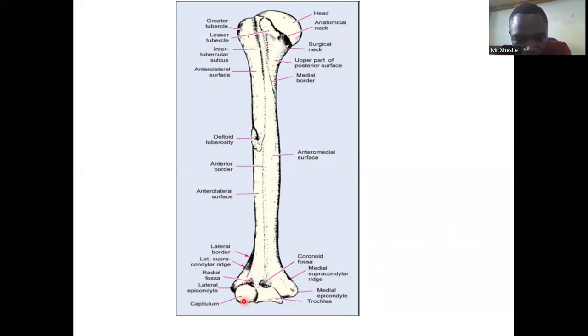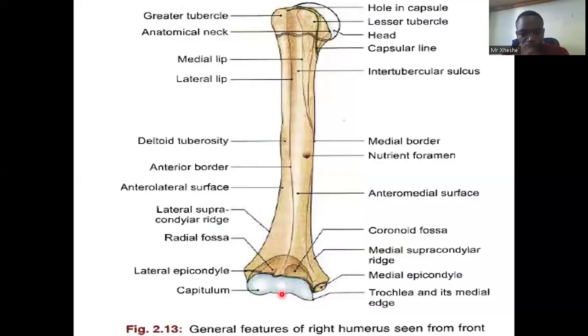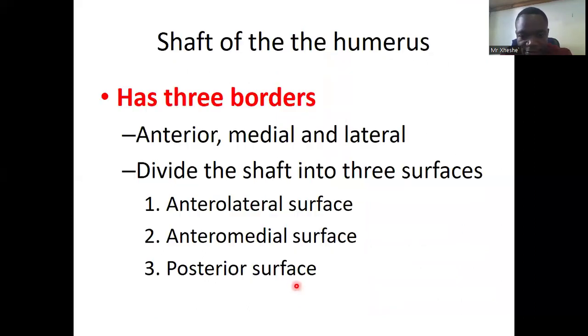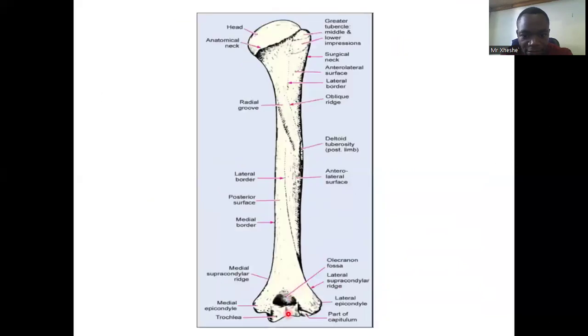Now, immediately inferior to these two fossae that we talked about, the coronoid fossa and radial fossa, we have these two swellings. We have a capitulum and a trochlea. So the capitulum is lateral. The trochlea is medial. Now, the trochlea goes all the way to the back. Let me show you that. So this will be the capitulum, then this is the trochlea. Now, see from the back. This is the trochlea. The capitulum ends there, so it's not seen much from the back.